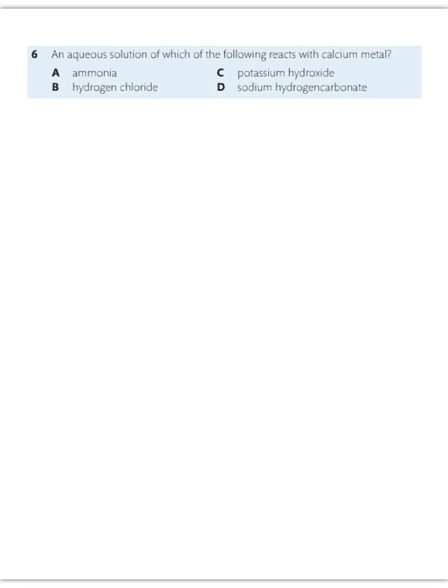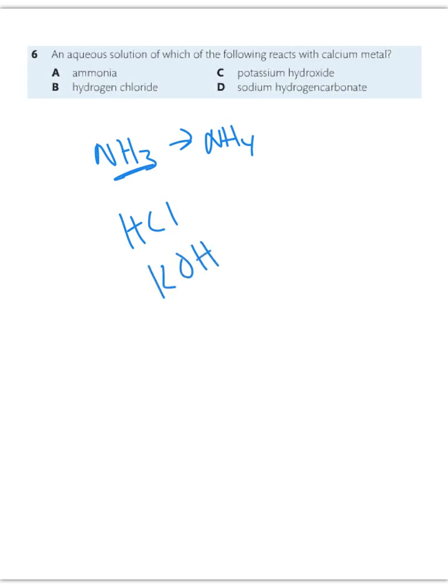Question number 6 wants to know an aqueous solution of which of the following reacts with calcium metal? Well, acids are the ones that react with metals. So ammonia is NH3, and that's going to tend to react to produce NH4, which does not make that an acid. That makes that a weak base. Hydrogen chloride is going to be HCl. That is an acid. And potassium hydroxide, KOH, that's basic.